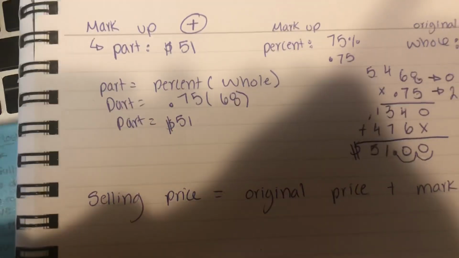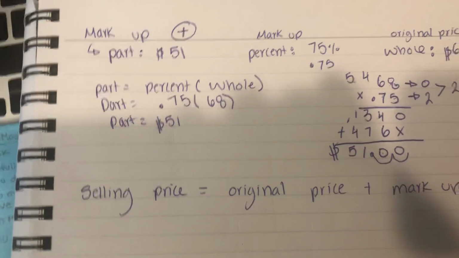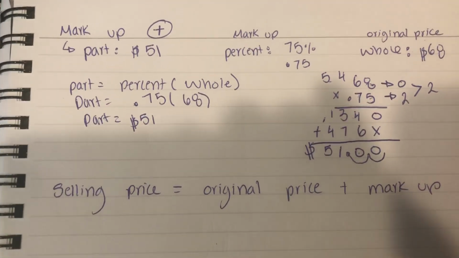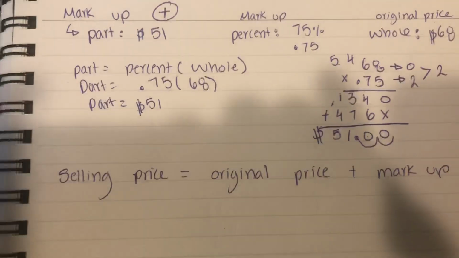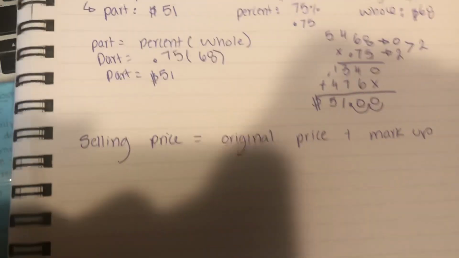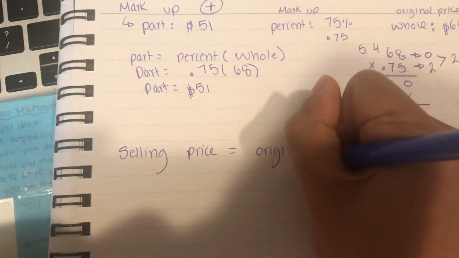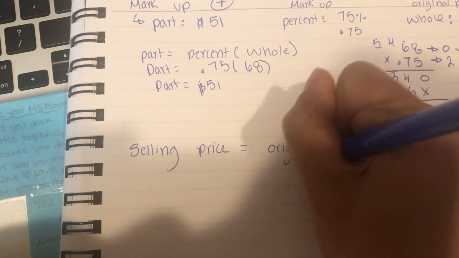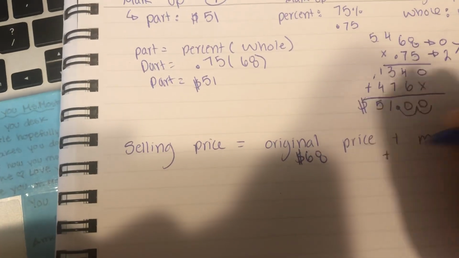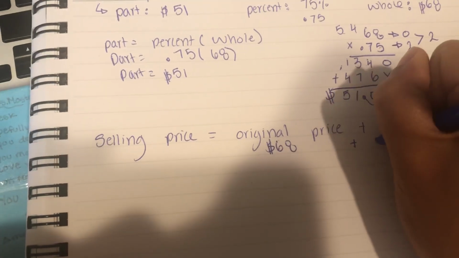So that's not the final price. That is literally just the markup, okay? We want to find the selling price. That's what the question is asking me. So that's the original price, which is $68, plus we have our markup, which is $51.